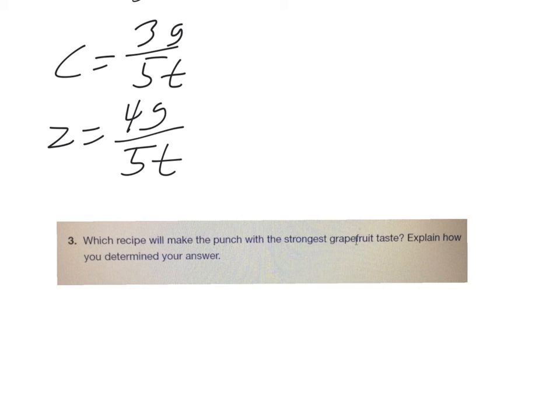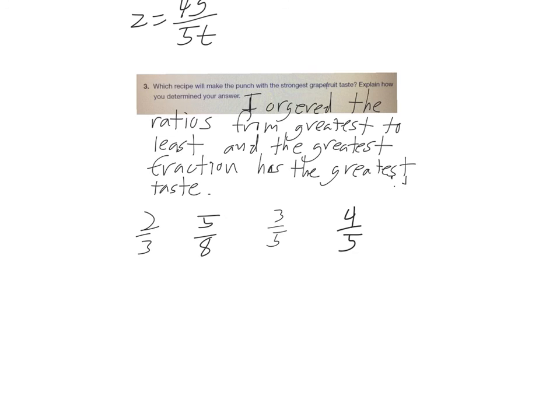So explain how you do it: I ordered from greatest to least, and the greatest fraction is the one with the greatest taste. So with comparing these fractions, you could come up with a common denominator by basically just multiplying your 3 denominators, so 3 times 8 times 5, and you could do that, but I would recommend doing decimals because I think that might be significantly easier.